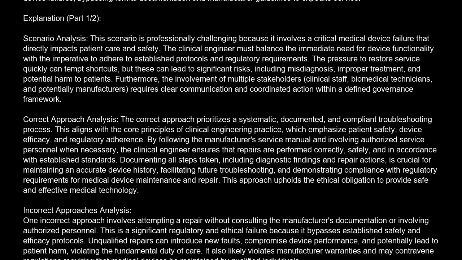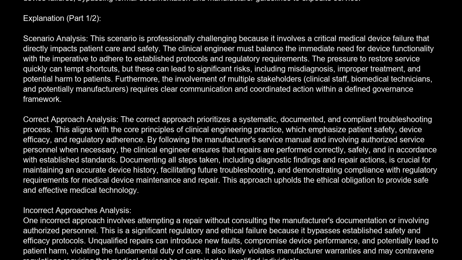Correct approach analysis. The correct approach prioritizes a systematic, documented, and compliant troubleshooting process. This aligns with the core principles of clinical engineering practice, which emphasize patient safety, device efficacy, and regulatory adherence. By following the manufacturer's service manual and involving authorized service personnel when necessary, the clinical engineer ensures that repairs are performed correctly, safely, and in accordance with established standards.